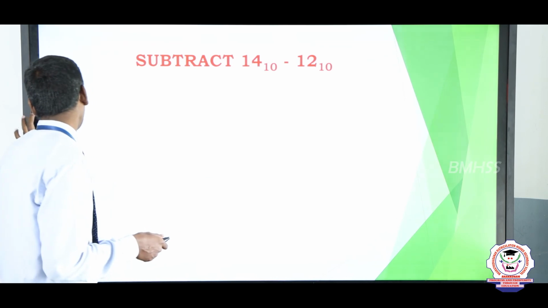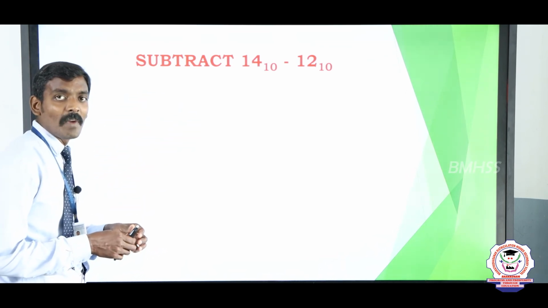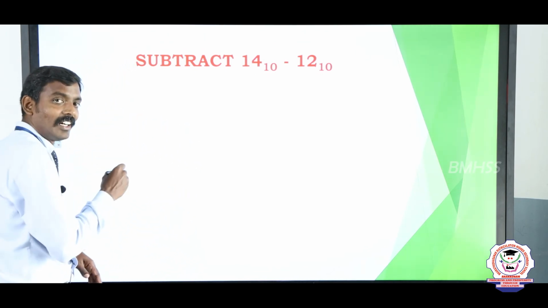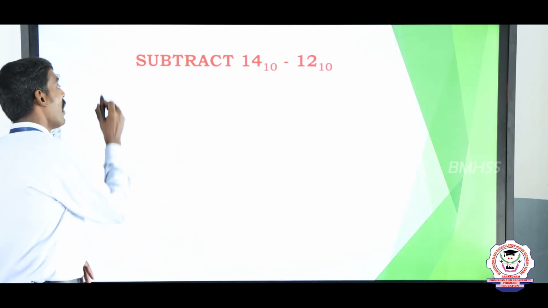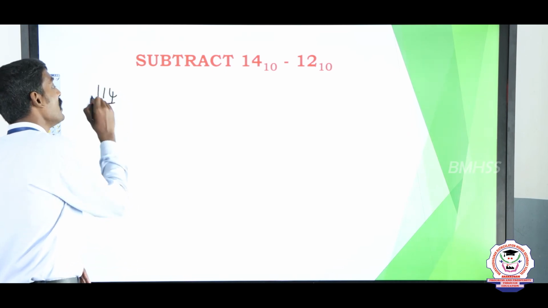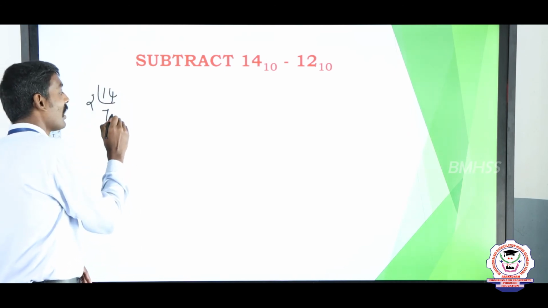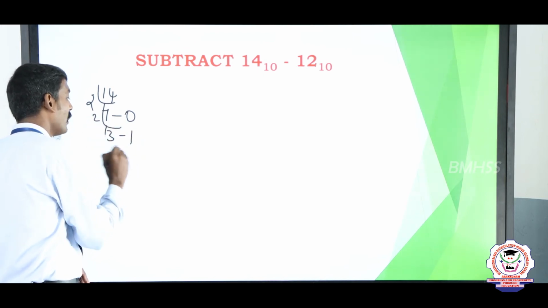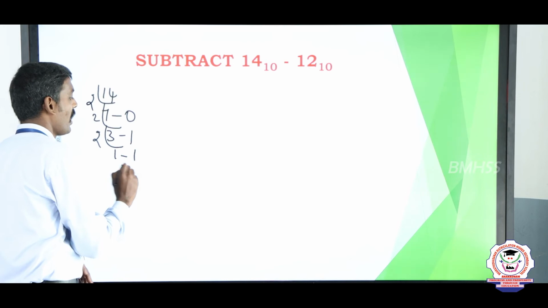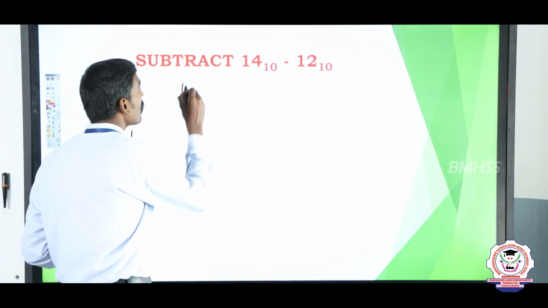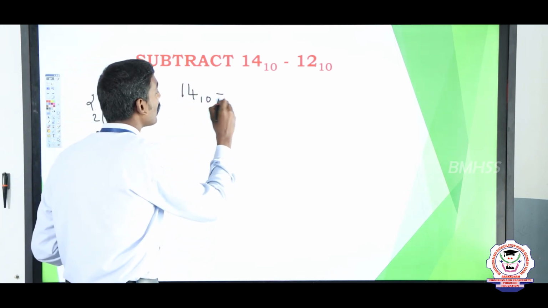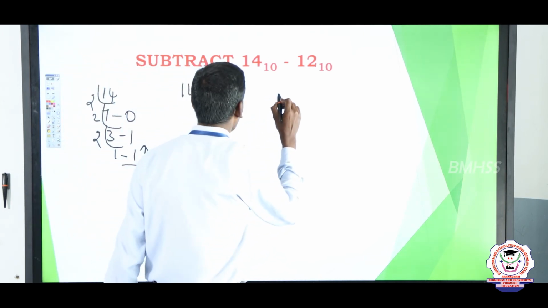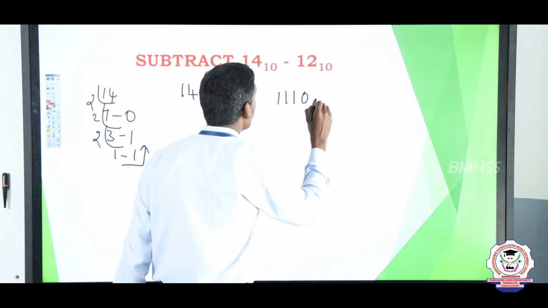How can you convert this decimal number into binary? Very simple, divide by 2. So first you can convert this number into binary form. 14 divided by 2: 7 2s are 14, balance 0. 3 2s are 6, balance 1. 1 2 is 2, balance 1. Now you can write 14 base 10 is equal to, we get an answer of only how many bits? 4 bits. So you can write 1110 base 2.